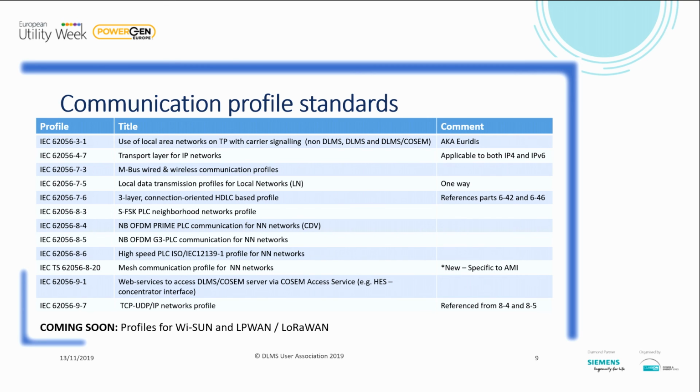Coming soon, we have at the bottom here, again, continuously through the development of the standard, new profiles being added. As new technology comes to the market and is required by the members, those technologies are brought in and profiles are developed so that DLMS COSEM can run over the top. And we see we've got Wi-SUN and an LP-WAN profile that we're developing at the moment within the association, allowing technologies such as LoRaWAN to handle the DLMS COSEM application layer.